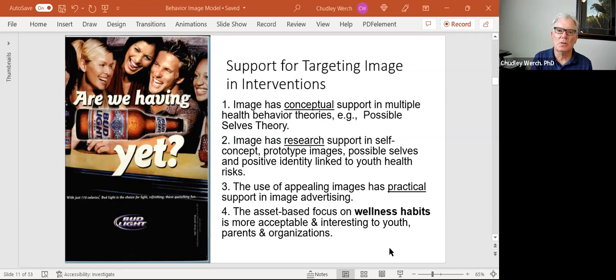Lastly, an asset-based focus is associated with positive youth development. We're much more likely to focus on risk-based messages in prevention and in medicine and public health, et cetera. But I'm saying asset-based messages, benefits messages, could be more effective. Not only that, but they're more likely to be embraced, to be accepted, to be interesting to organizations, to youth, to parents, et cetera. So there's a real advantage to focusing on wellness, habits, and outcomes in your prevention messaging.